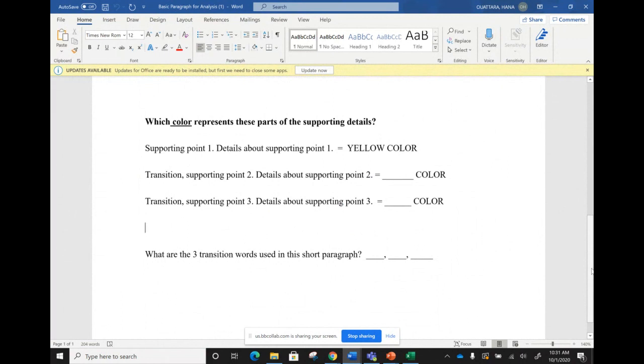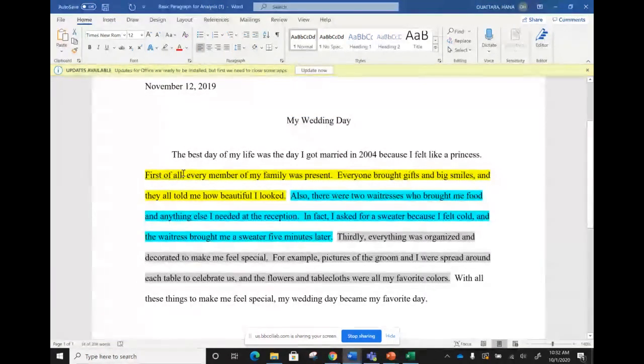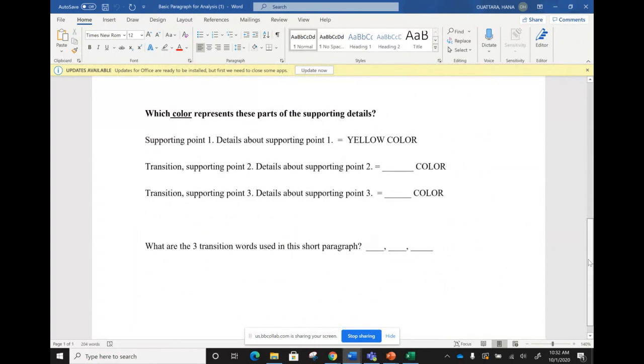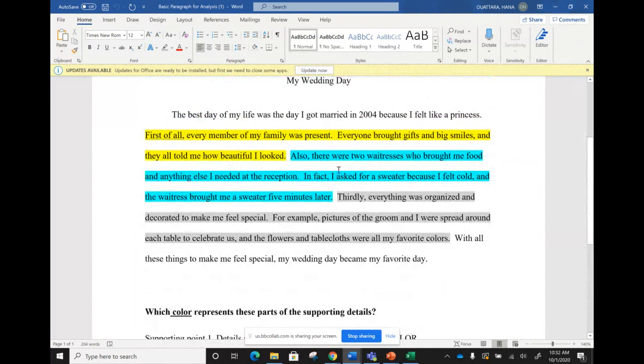Okay, let me just jump in here. You guys are doing great, but you're answering the last question. What are the three transition words? The three transition words are "first of all," "also," and "thirdly." Did you guys get those? Yes. And there's another one here, "for example." And another one, "in fact." There's actually five: "first of all," "also," "in fact," "thirdly," "for example." A lot of them.